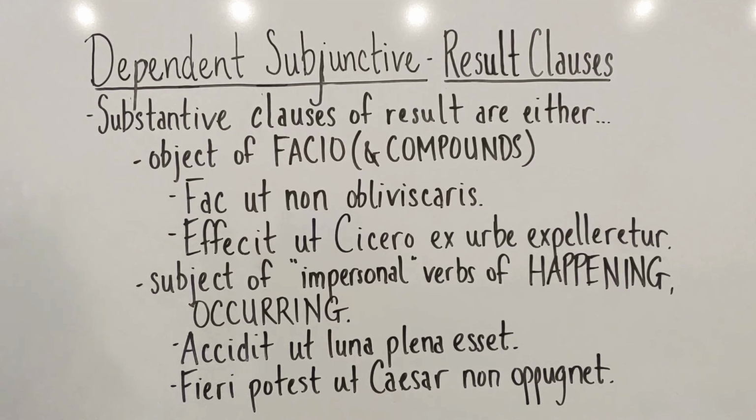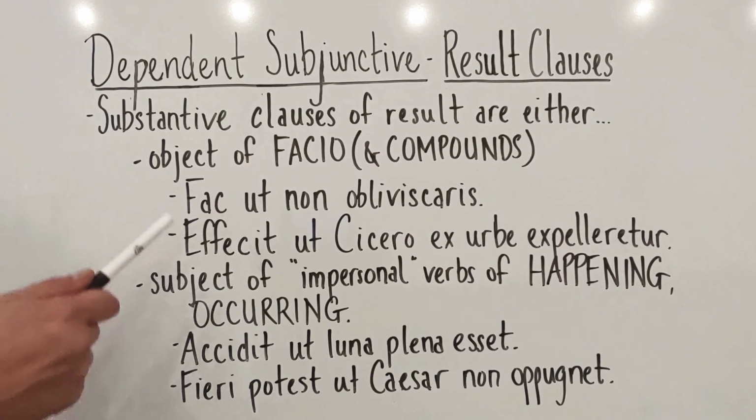What is able to happen? Ut, that Caesar may not attack. It is possible that Caesar may not attack. Possibly, Caesar may not attack. What is possible? That Caesar may not attack. This right here, Caesar not attacking, this is actually the subject of this potest. Kind of, sort of. We still say that this potest is impersonal. We still say that this accidit is impersonal, the subject is it. But really, technically, if you wanted to argue, these clauses are the subject of these impersonal verbs. So once again, it's about context.